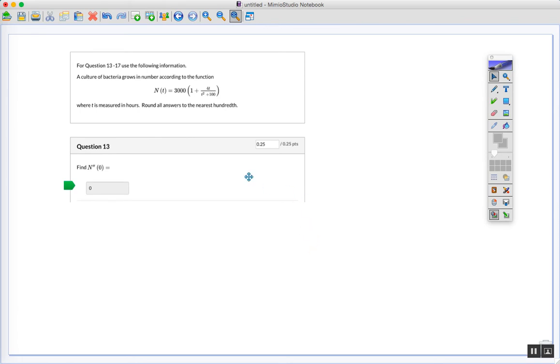My suggestion for solving this one is to start by expanding this so that you have, using your distributive property, 3,000 plus 12,000 t over t squared plus 100. And then you're going to want to use your quotient rule to derive this. So that's just a little bit of guidance on how to go about answering these questions.